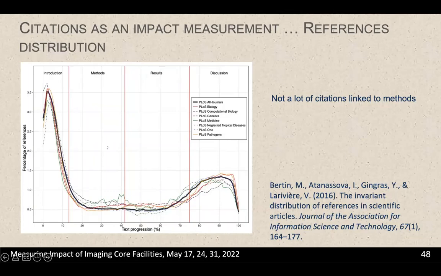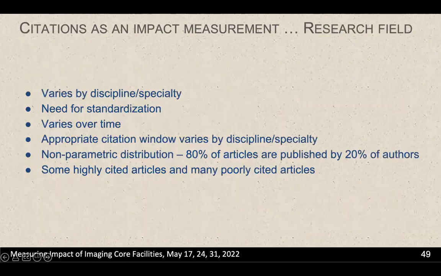But the big thing is, in scientific platforms and imaging facilities, most of the activities are related to methods and results, and rarely do people cite or reference anything there. So that could be one of the many reasons why most of us are still invisible in the field of publications. And as discussed also, the mean number of citations is so different by discipline or specialty. So there's a real need for standardization.